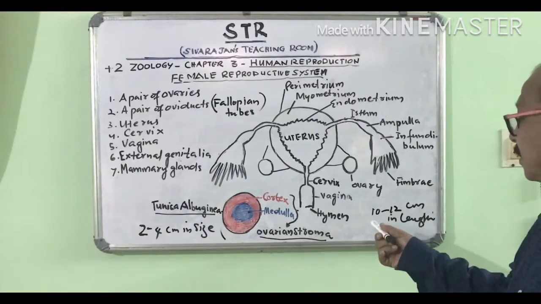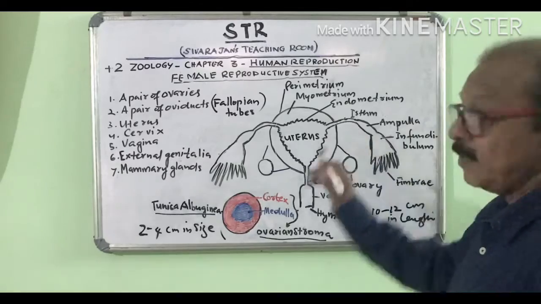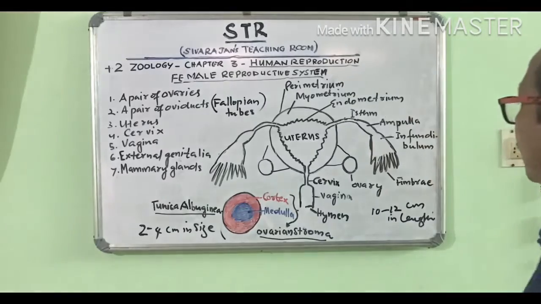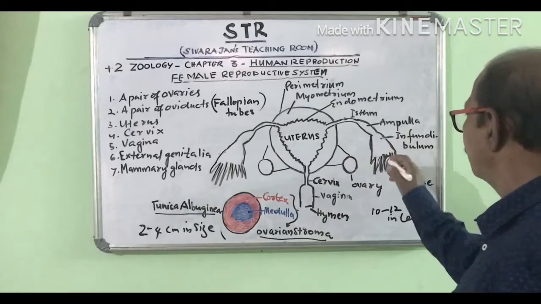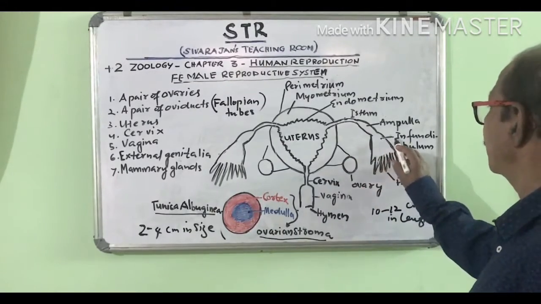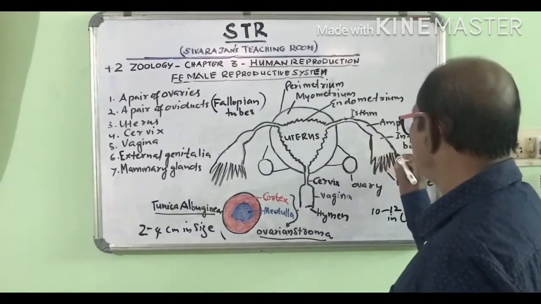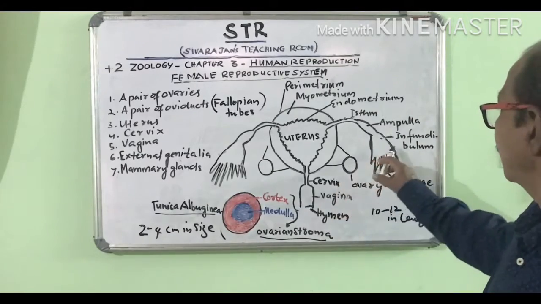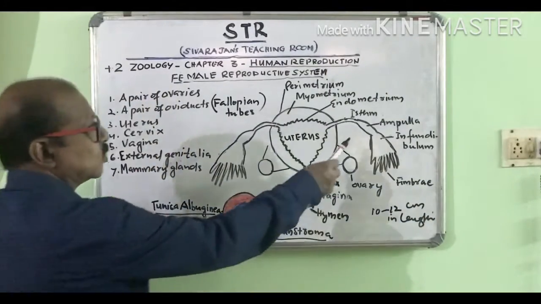And what is the length of it? About 10 to 12 centimeter in length. If we see the different parts of the oviduct, there is a funnel shaped broad region near the ovary, and this portion is called the infundibulum. So what is the infundibulum? The funnel shaped portion near the ovary is called the infundibulum. And after the infundibulum, it has a swollen part.